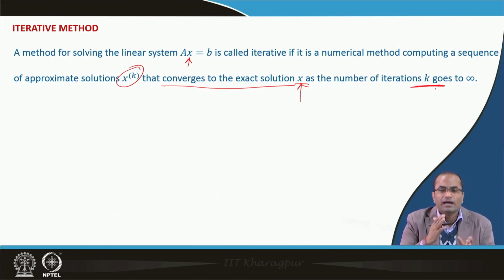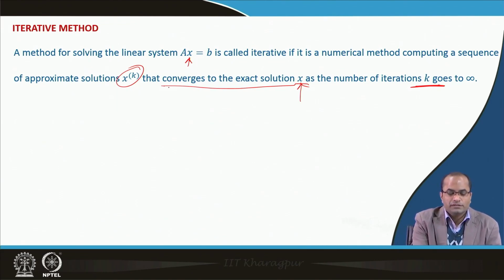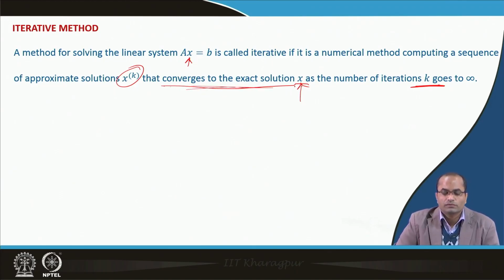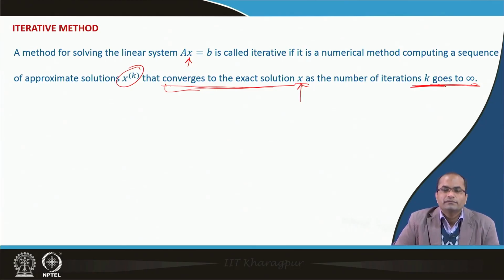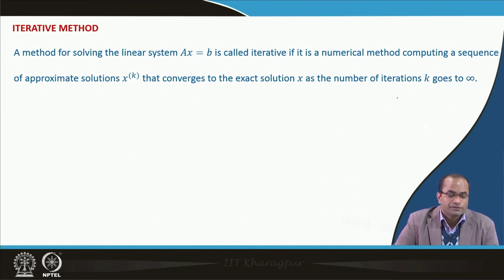Such a sequence of approximations of the solution of the given system, if it converges to the exact solution x as the iteration goes to infinity, is what we call an iterative method. In many cases this sequence may not converge to x, and that is also part of the discussion: under what condition a particular method converges to the actual solution of the system.